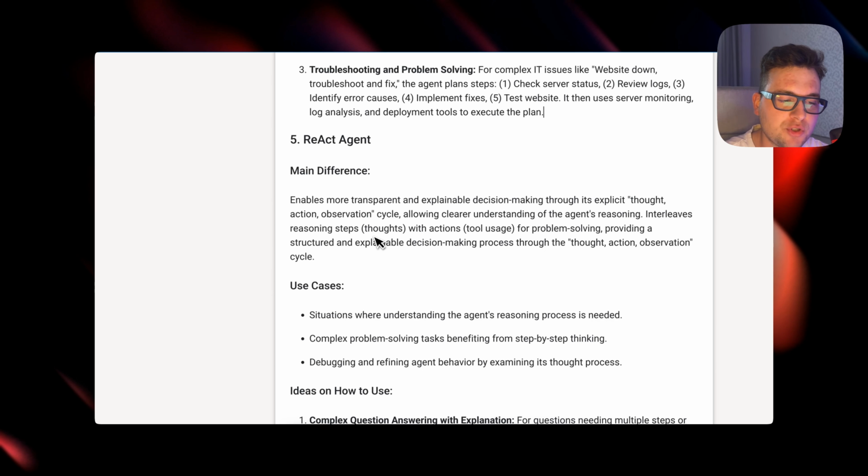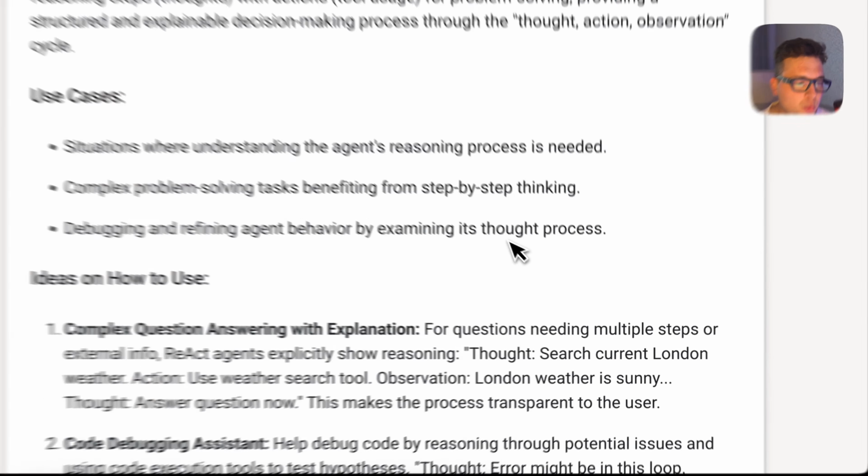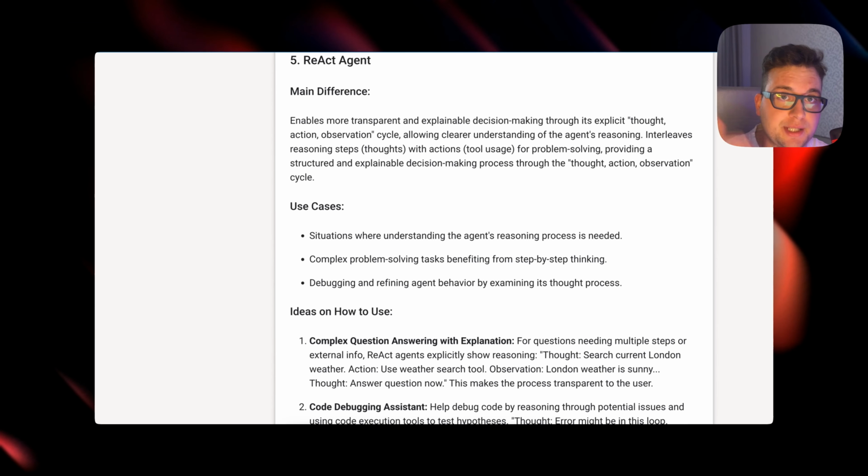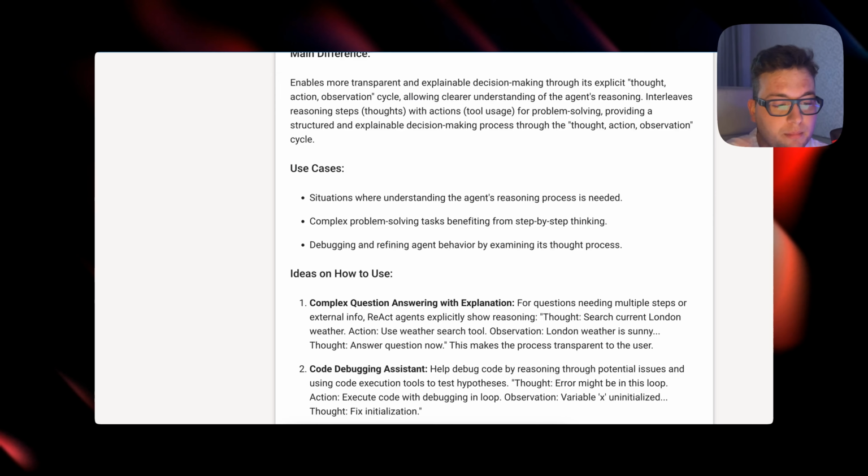So it just shows you the thought process, the tool usage, and everything. Similar to what the Gemini 2.0 Flash does right now. The use cases are situations where understanding the agent's reasoning process is needed. So we need to see the proof of how it was thinking, and we can double check. This is a complex problem solving task benefiting from step-by-step thinking, and also debugging, refining agent behavior by examining its process.